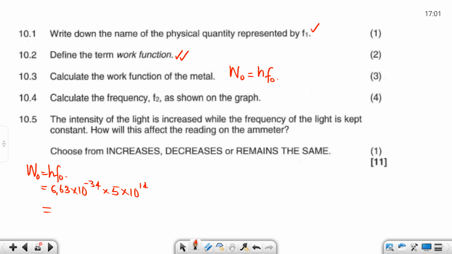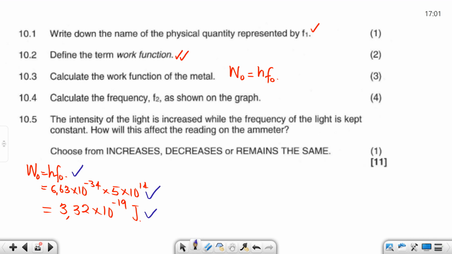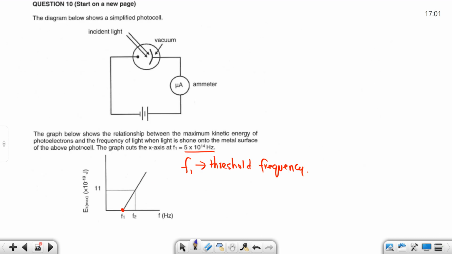What is your answer? 3, comma? And what's the unit? Joules. Somebody solve it. Is it confirmed? Solved? Solved already. Okay. That's our new language. Solved. Proven. Confirmed. All right. Are we okay with everybody? Calculate what? The frequency F2 shown. This one doesn't even need physics. This just needs maths. F2.